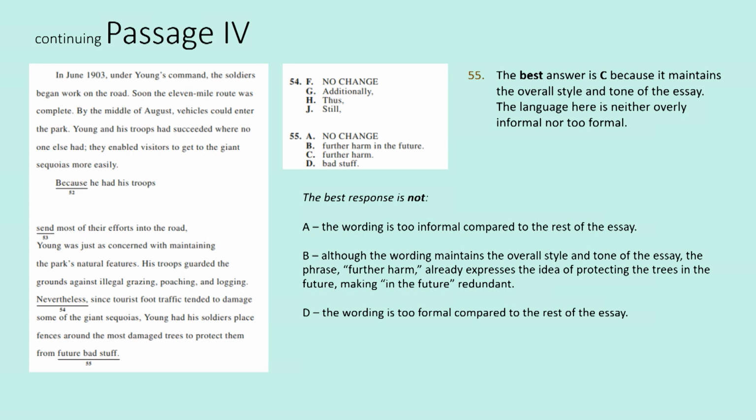If you look at answer choice A, the wording is too informal compared to the rest of the essay. Answer choice B, the wording does maintain the overall style and tone of the essay, but the phrase further harm already expresses the idea of protecting the trees in the future, making in the future redundant. Remember, we talked about that word redundant in some of our previous lessons. D, the wording is too formal compared to the rest of the essay.